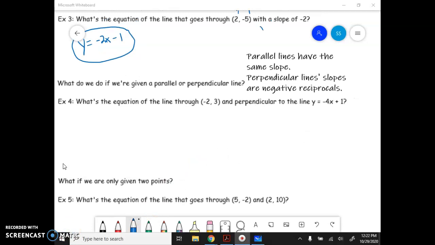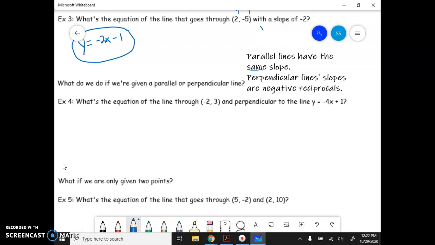Okay, so I'm going to go ahead and throw this up here. You can write this in the margins if you don't have room here. But just as a reminder, parallel lines have the same slope, and perpendicular lines' slopes are negative reciprocals or opposite reciprocals.